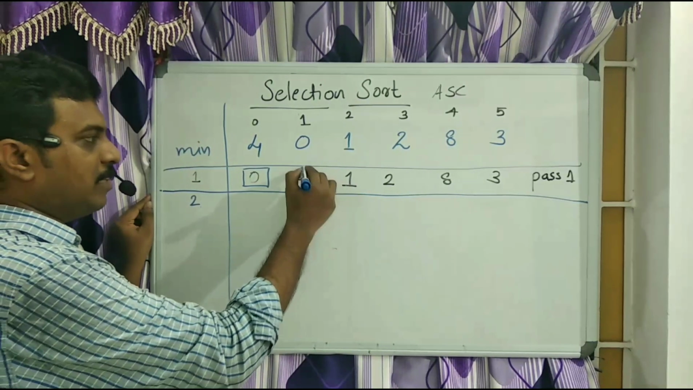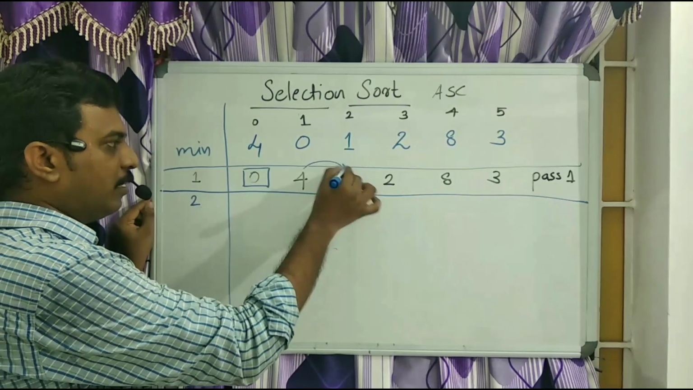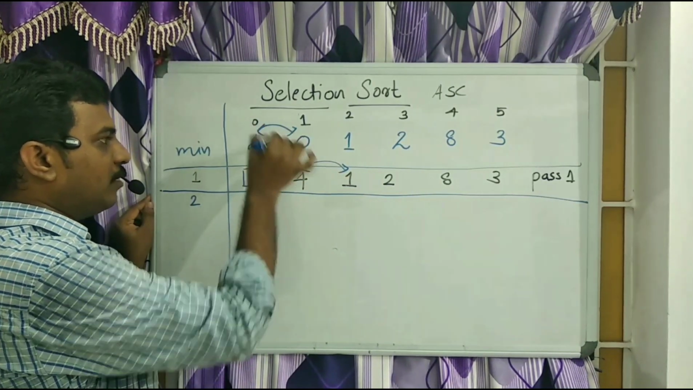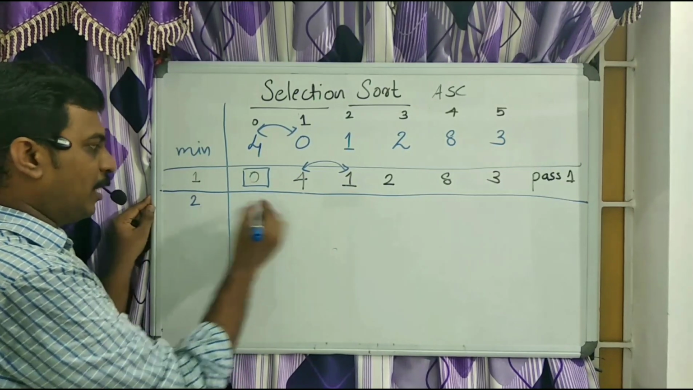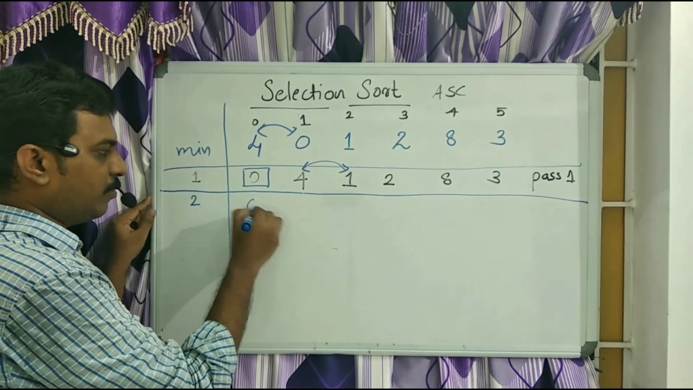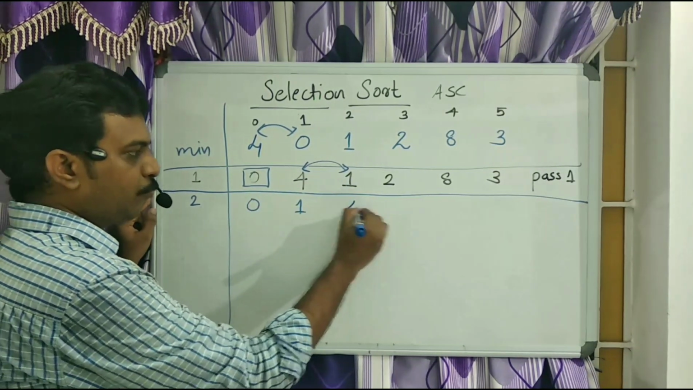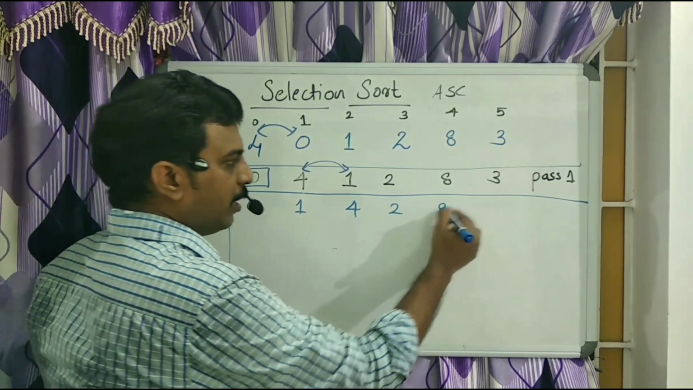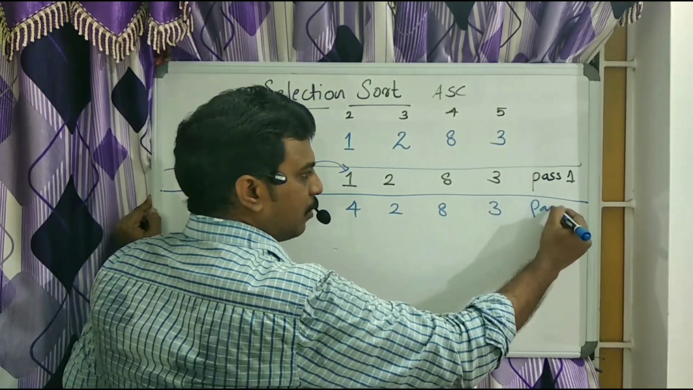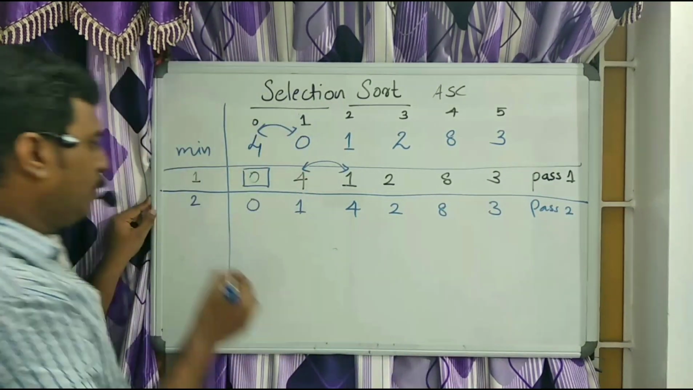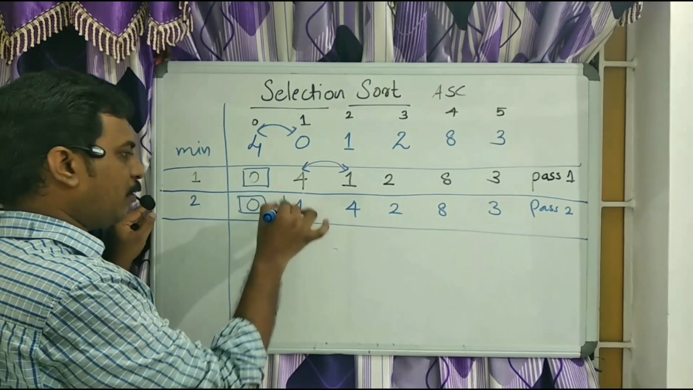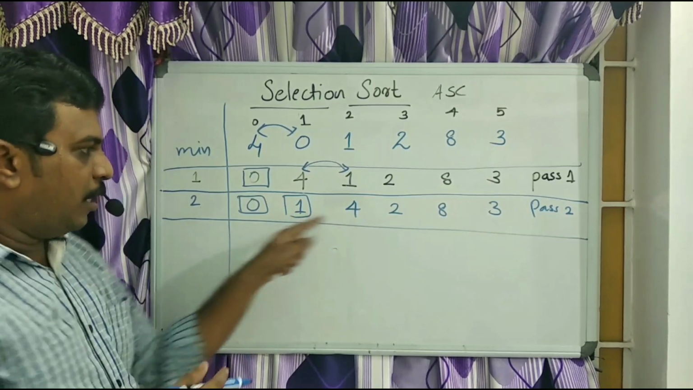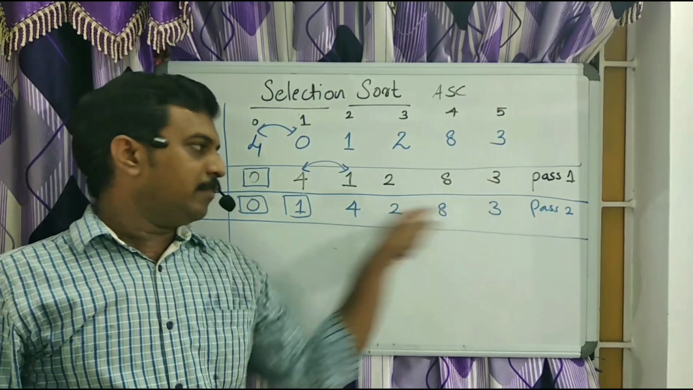Now I will exchange this 4 and 1. Here 4 is the starting element. Now the list becomes 0, 1, 4, 2, 8, 3. This is the result after pass 2. So these elements 0 and 1 are in their sorted positions. Now we need to sort the remaining set of elements.